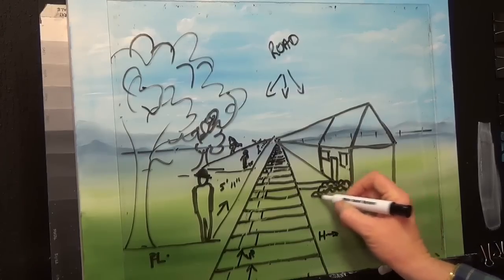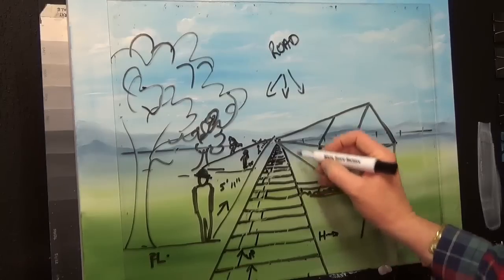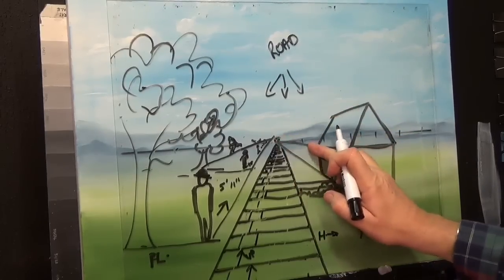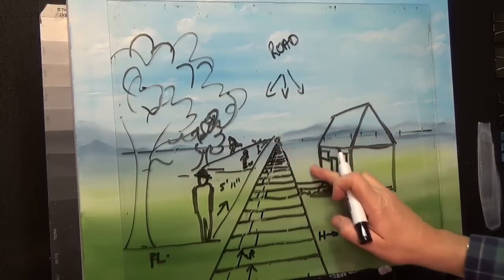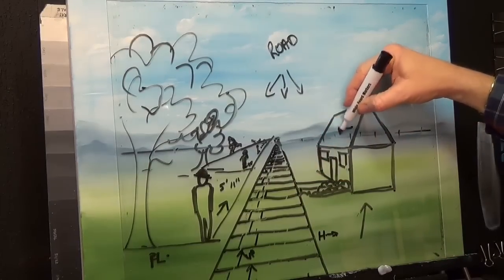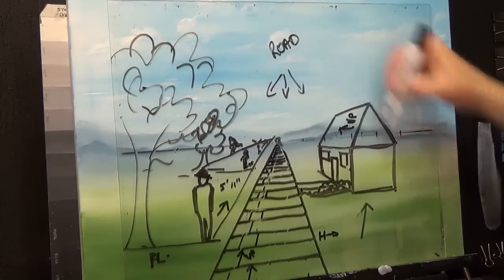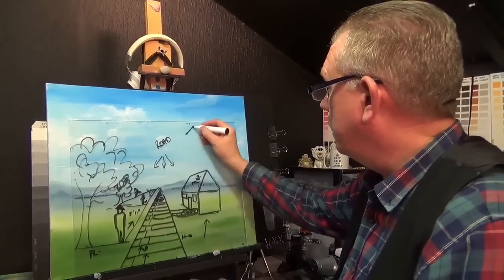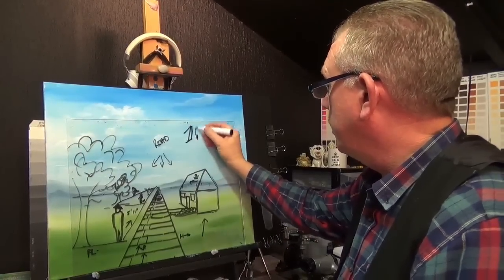There you go, put a bush there, and then we take those lines away, and we know that that is correctly going to the vanishing point. Yeah, so that's one point.